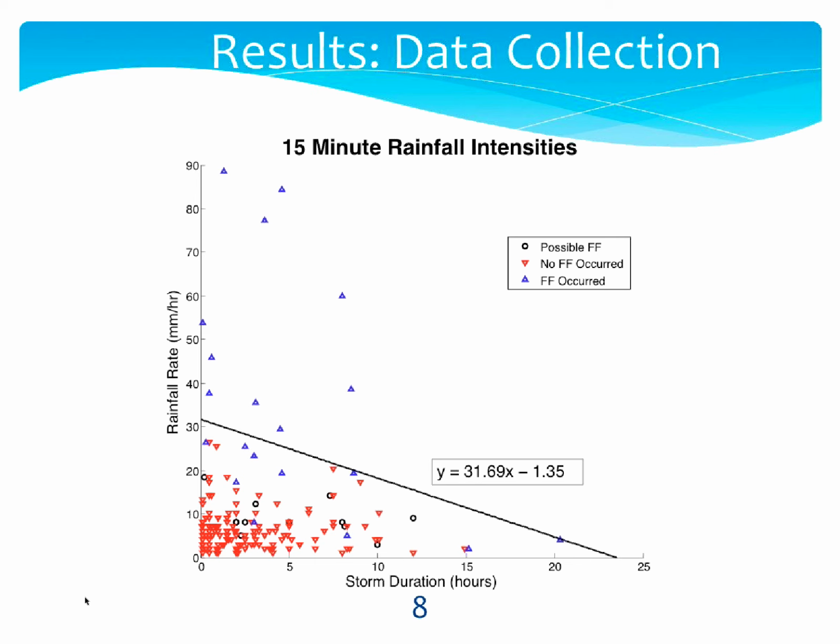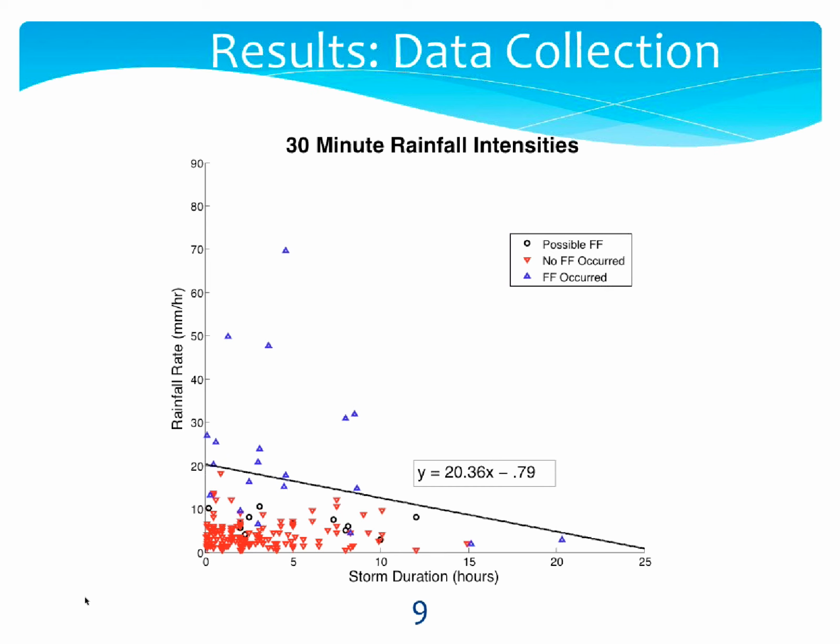And then we took this a step further and doubled our sampling interval to 30 minutes an hour to sample a wider range of peak intensity, and got this graph, which has a similar threshold line to the one seen in the 15-minute intensity. You need at least 20 millimeters an hour of peak intensity to produce a flash flood. And we were pretty pleased with the similar results between the two experiments.